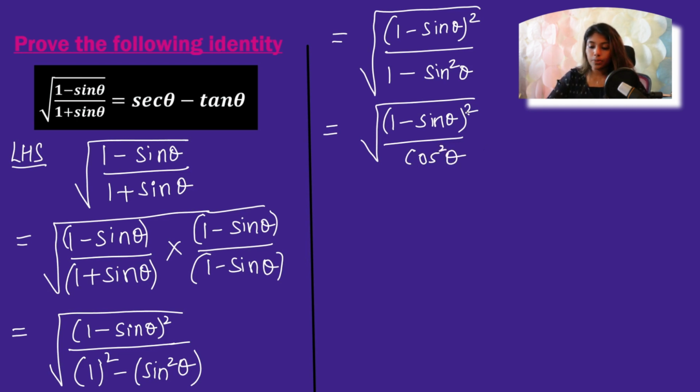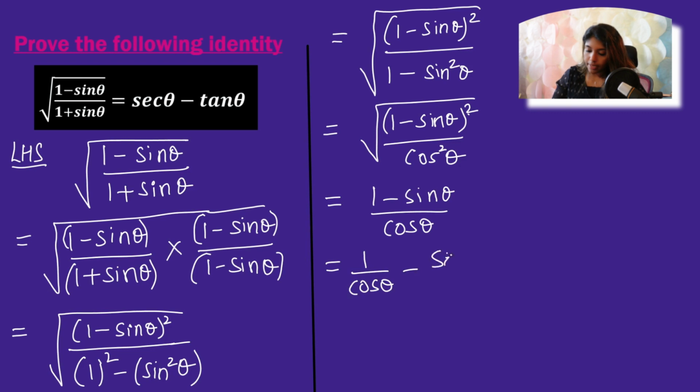You can see that the numerator is a perfect square and the denominator is also a perfect square. So as you take the square root for both, you get 1 minus sine theta divided by cos theta. This cos theta is a common denominator for 1 and sine theta. So we can rewrite this as 1 over cos theta minus sine theta over cos theta.